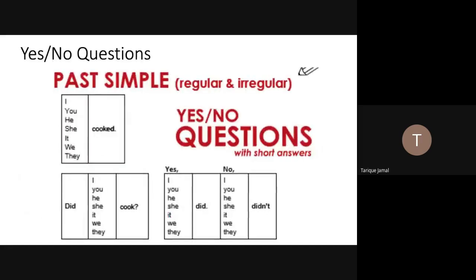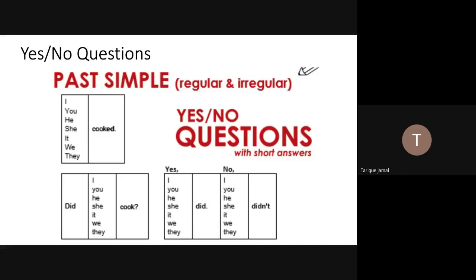All right, let's move on. Yes, no questions, right? Past simple, regular and irregular. Look at the chart here. I, you, he, she, it, we, they, cooked. Yes, no questions with short answers. Did I, you, he, she, it, we, they cook? Yes, I did. You did. No, I didn't, correct?